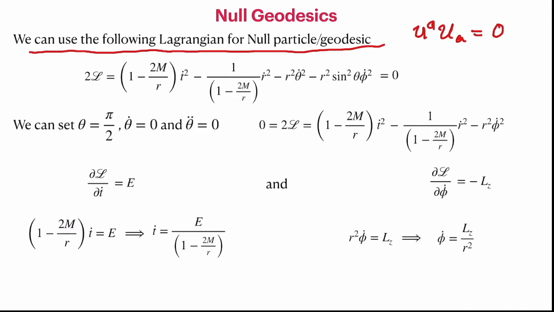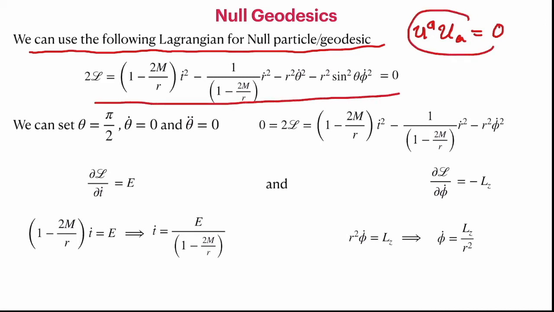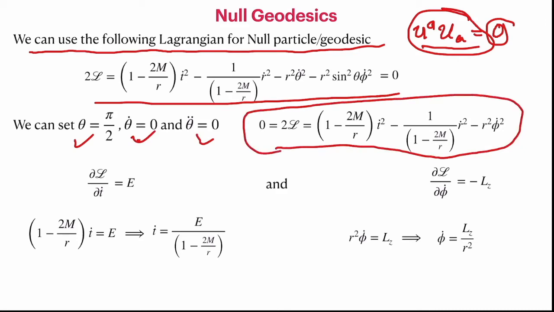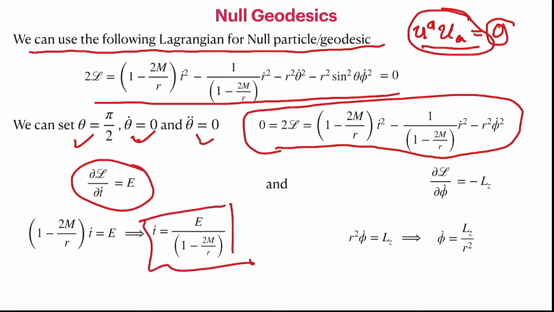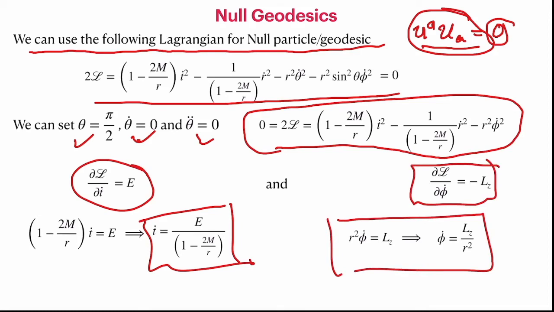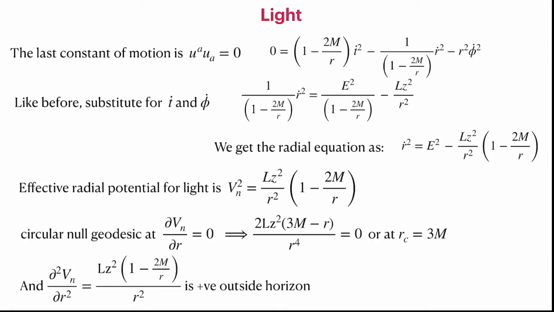Now the third conserved quantity is simply obtained by setting u·u, for the velocity, equal to null, that is, the dot product is 0. The rest of the calculation goes through. We can take the theta equal to pi by 2 plane, and theta dot equal to 0, theta double dot equal to 0, and then we get the Lagrangian, which is 0 in this case. Now the first equation comes from the conservation of energy. We get T dot, which is essentially the same. And then the second comes from the z component of angular momentum, and that would give phi dot equal to Lz by r square.